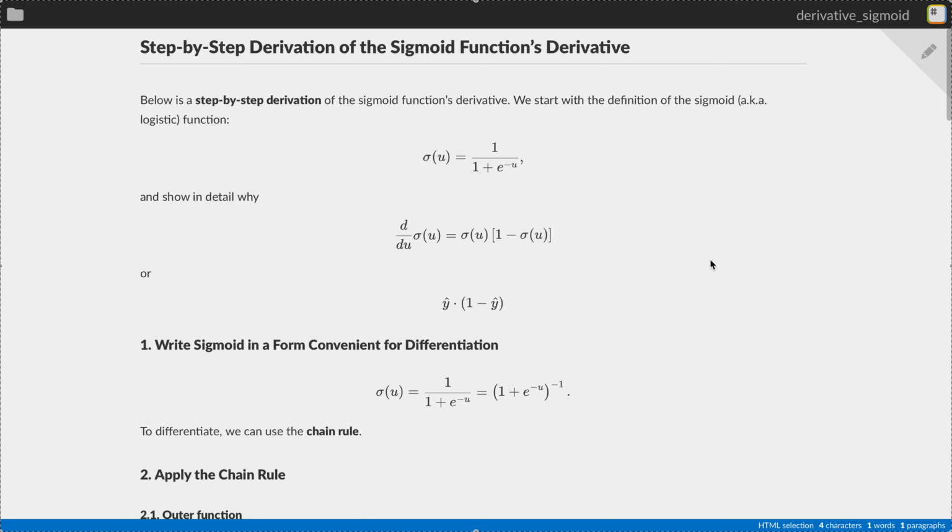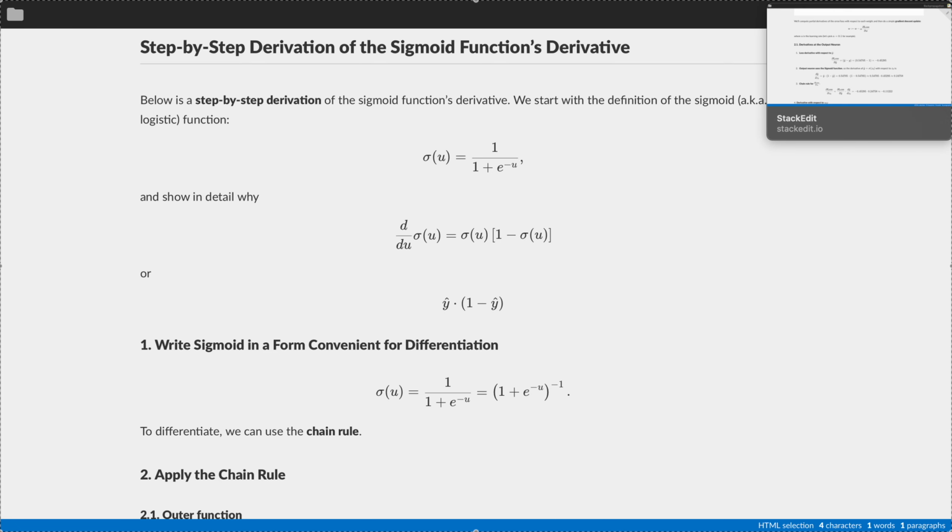Welcome back, everyone. In this video, we're going to do a step-by-step derivation of the sigmoid function's derivative. And this is really a hardcore math video. It has nothing to do with machine learning, we're just showing how to do the derivative of the sigmoid function. If you skip this or don't fully understand it, please don't sweat it, because we're not going to need this. And I'm going to actually show you what we're actually doing.